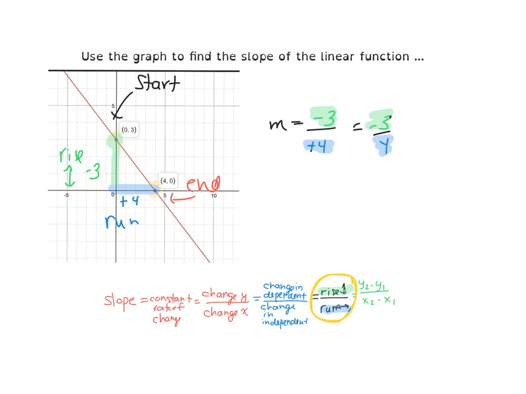Now given a graph, if we have points on it, it's also easy to use the point formulas. So again, I'm just going to label my starting point as x1 and y1, my ending point as x2 and y2. And if I do it this way, I should get the same answer. So y2 minus y1 would be 0 minus 3. x2 minus x1, so we'd get -3 over 4.